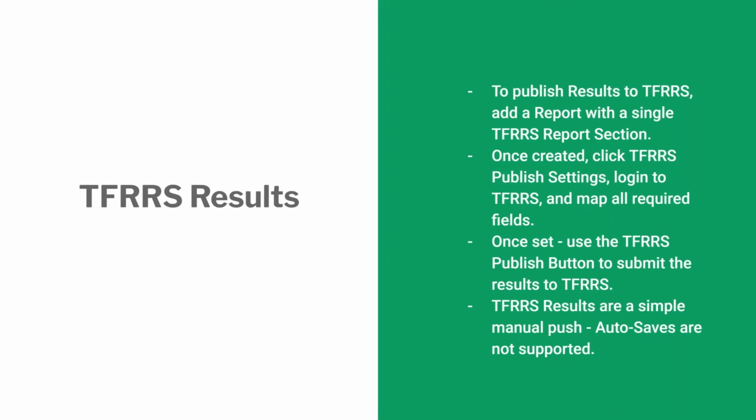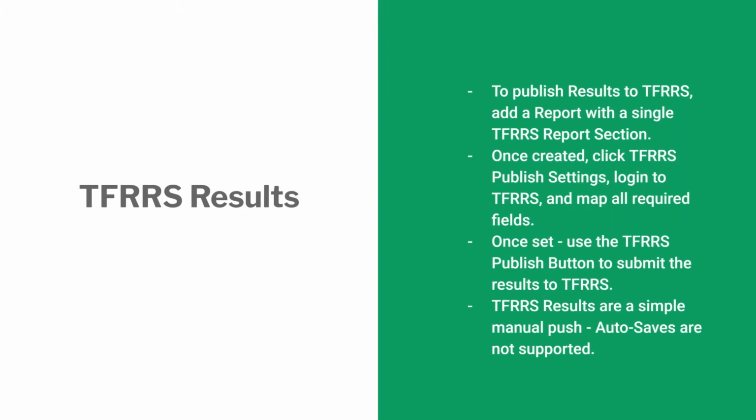So let's talk about T-first results. Similarly to RunSignup results, you can publish a report with a single T-first report section to T-first. Basically, what you have to do is set up a single report with a T-first section within it, and then you'll be able to use the T-first publishing system. So you just click the T-first publish settings, log into T-first, map all required fields. Once set, you use the T-first publish button to submit results to T-first.